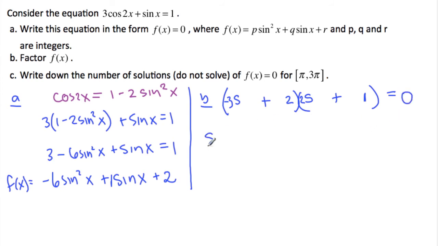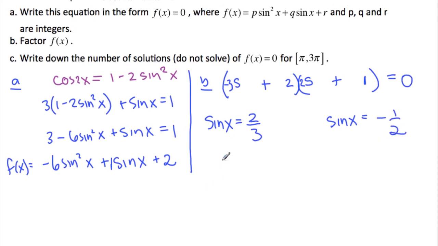Yep. We're going to go sine of x equals, looks like, subtract 2 thirds. Yeah, subtract the 2, divide by the negative 3. That's going to be 2 thirds. And sine of x is equal to negative half.